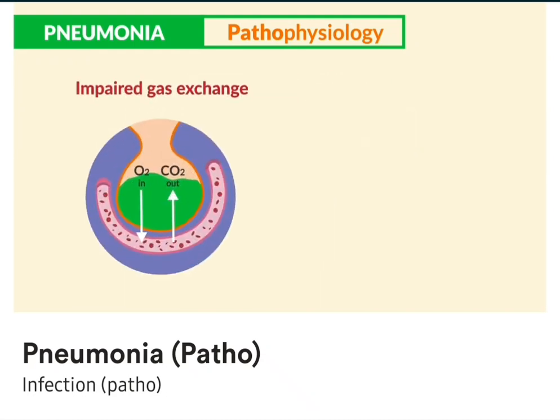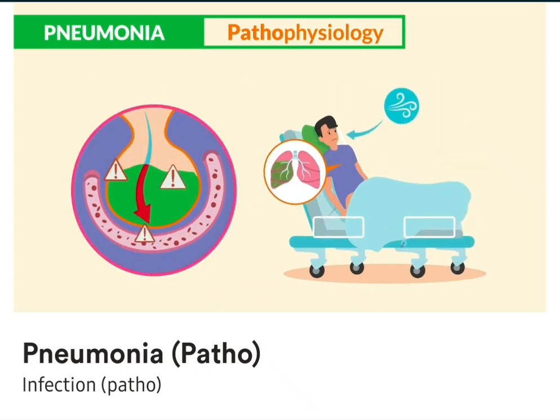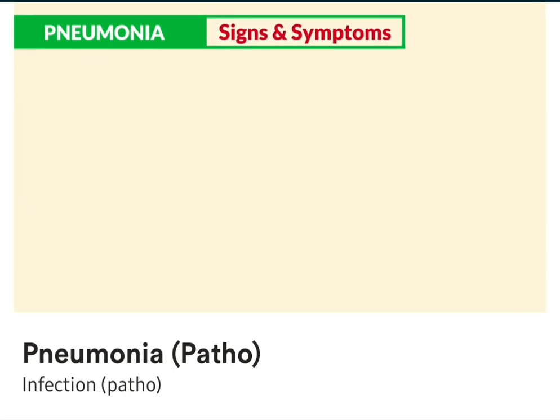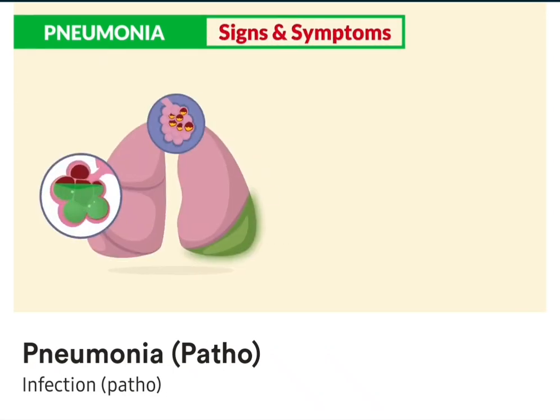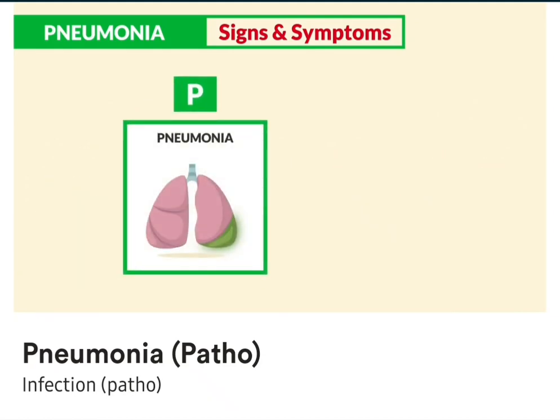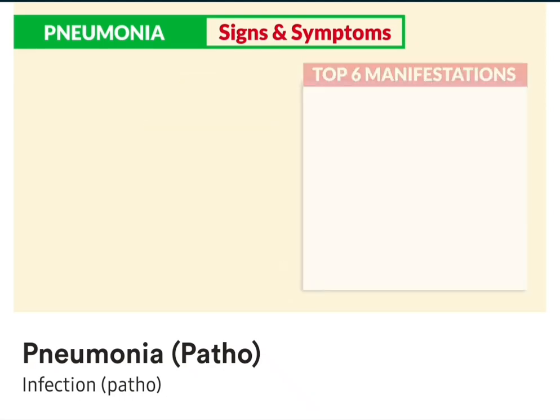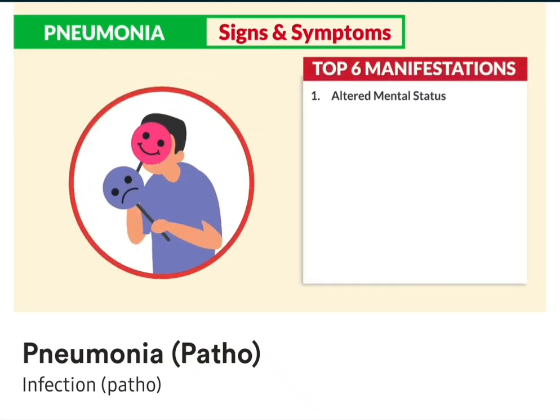So write it down. Impaired gas exchange is typically the most tested nursing diagnosis for clients with pneumonia, which leads to ineffective breathing pattern as the body fights for air. Now for the signs and symptoms, before you start memorizing, just think of the patho here. Again, P for pneumonia, just think P for a plague of infection inside the lungs. Now write down these top 6 most tested key terms here. Number 1 is altered mental status.